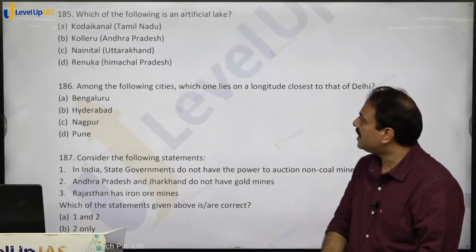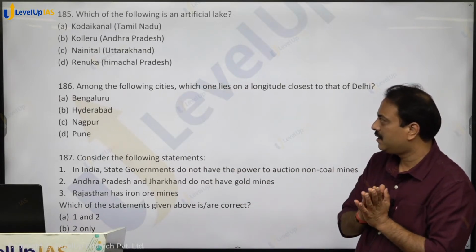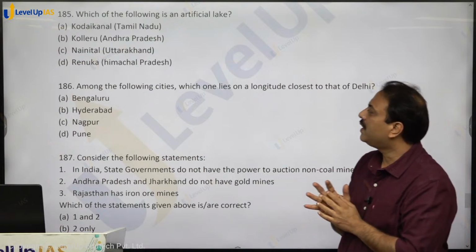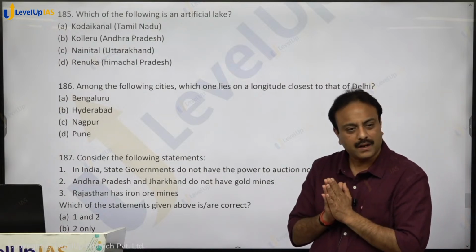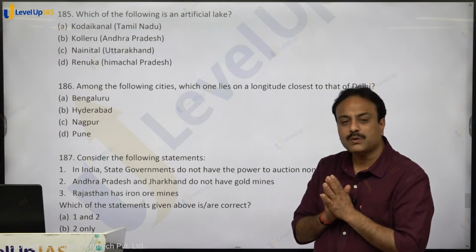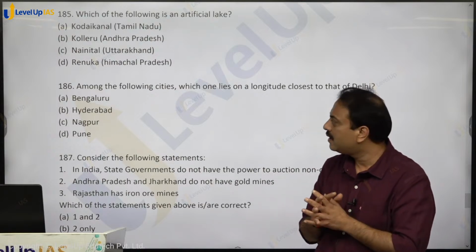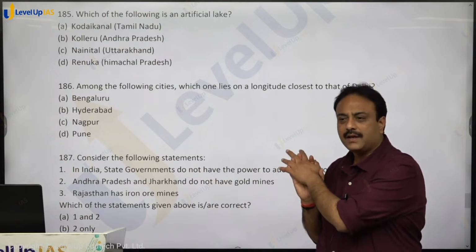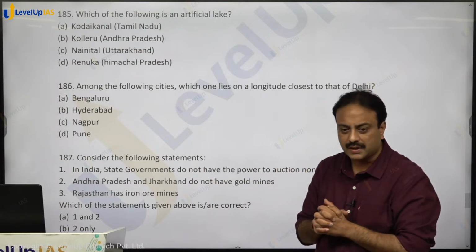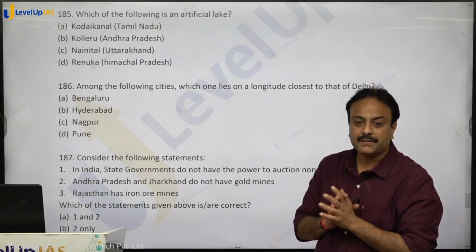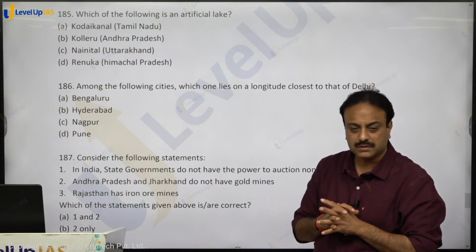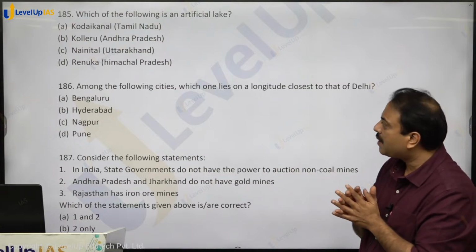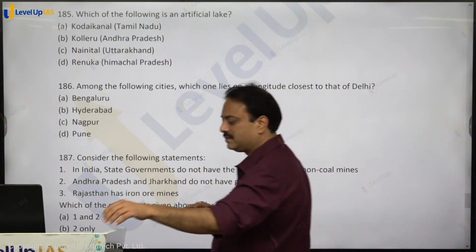Which of the following is an artificial lake? Kodai Canal is in Tamil Nadu. Kolleru. Kolleru is a freshwater lake. Natural. Nainital, Uttarakhand, freshwater lake. Renuka, Himachal, freshwater lake. Ethical, having importance in Hindu mythology. Kodai Canal is an artificial lake. That is in Tamil Nadu. Kodai Canal. So option A for apple will be the right answer.